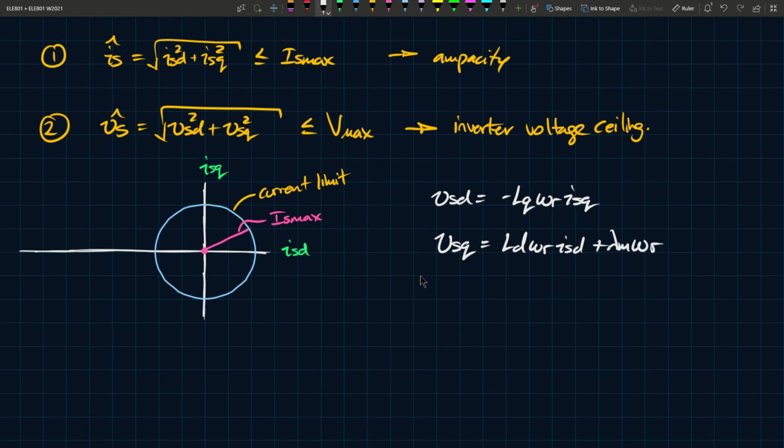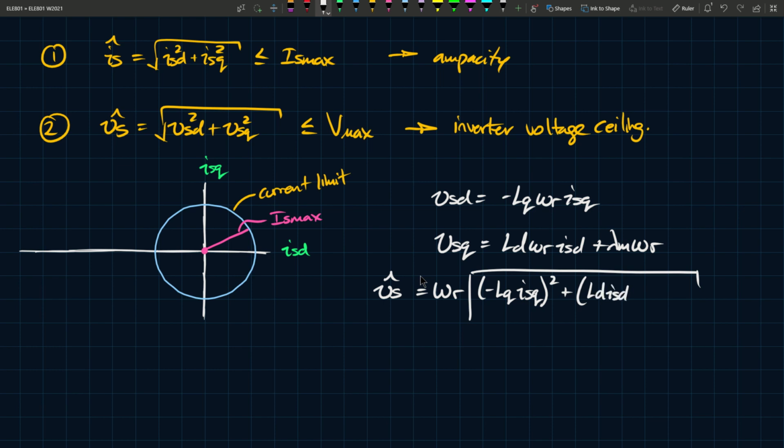Now I can write Vs in terms of VSD and VSQ, and then I can write VSD and VSQ in terms of ISQ and ISD, right? So I'm going to do that. So you'll get Vs hat. If you do that and simplify it, I'm going to skip a couple of steps here because they're trivial basically. You can factor out the omega R, and you'll have a square root here: minus LQ ISQ squared plus LD ISD plus lambda m squared.